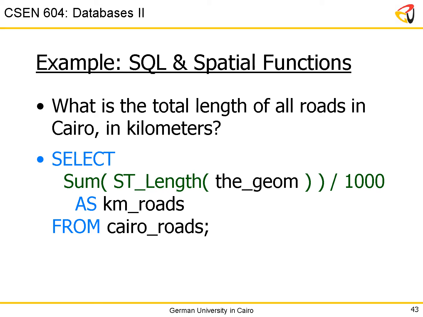So sum is an aggregate function, a SQL aggregate function. ST_Length is a spatial function that works on the spatial column called geometry, and it converts the geometry into a length, because the geometry type is going to be some kind of a line. So I get the length of the line, and I sum up all the lines, dividing by 1,000 to get it in kilometers. And I label it as kilometer roads in the output.